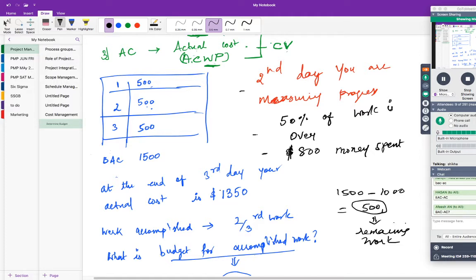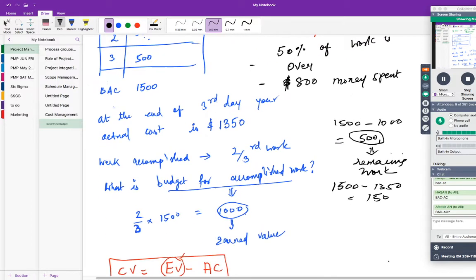1500 is the total budget, out of which you have spent how much? 1350, correct? Yes or no? So 150 is remaining, right? So 1500 minus 1350. So only 150 dollars is remaining. So this is called as what? Remaining fund.